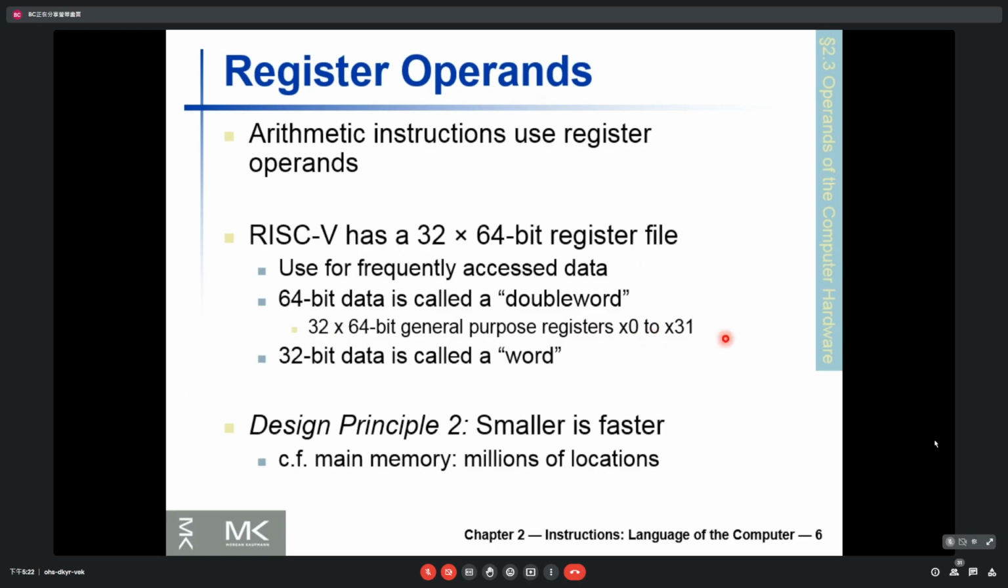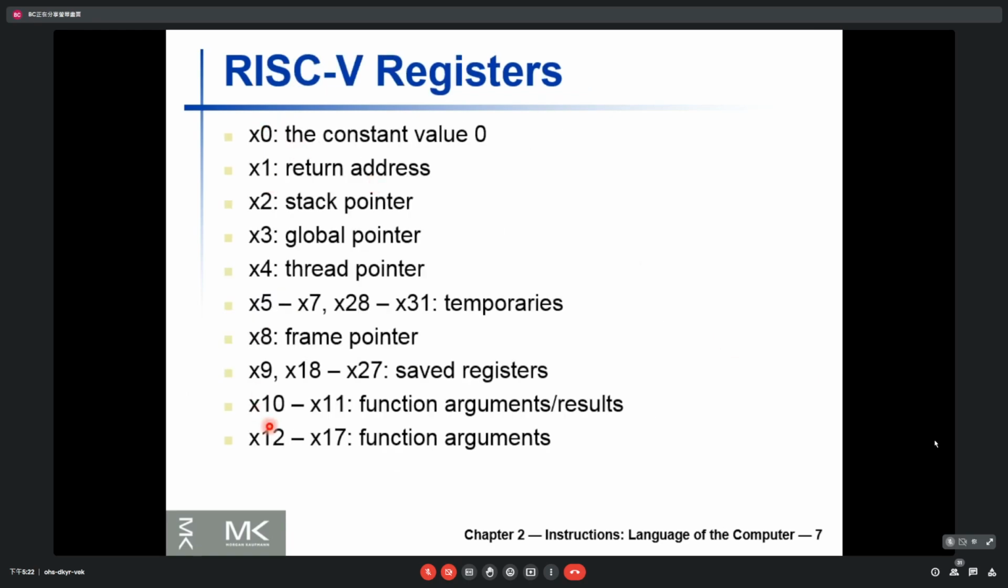All right, so we mentioned that there are 32 general purpose registers, X0 to X31. They are used for different purposes. 它们有一些预设的使用方法，这个我们下次再讲。Some are used to represent zero, some are used for the return address, stack pointer, global pointer, thread pointer, etc. Okay? All right, I think that's it for today.